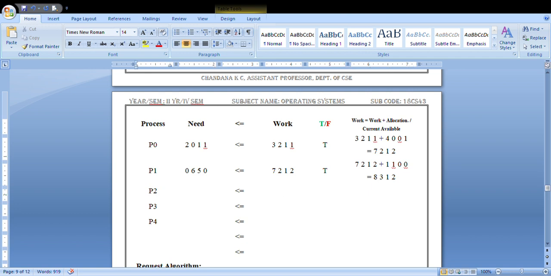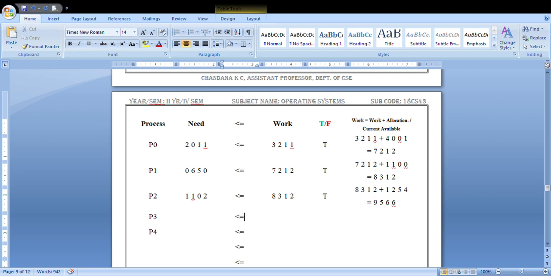Now for P2 process, what is the need value for P2 process? 1102. What about the available value? Current available value 8312. Is the condition true or false? Yes, the condition is true. Now what is the updated value? 8312 plus what is the allocation value for that? 1254. If you did summation of that, what is the value? 9566.